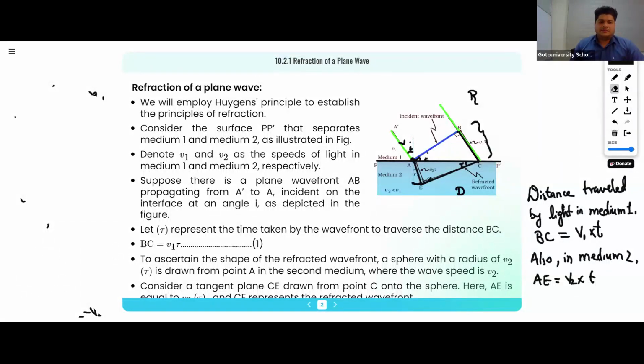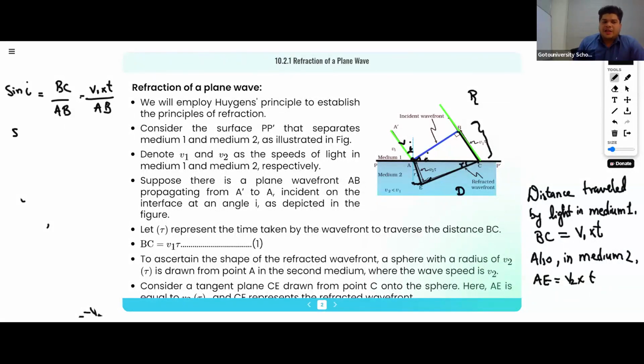Then I'm just erasing this part. If you add the sine angle, what you will get? Sine of I will be equal to, what is sine theta? Opposite upon hypotenuse. What is opposite here? BC. And what is hypotenuse? Hypotenuse is AB. BC is V1 into T.